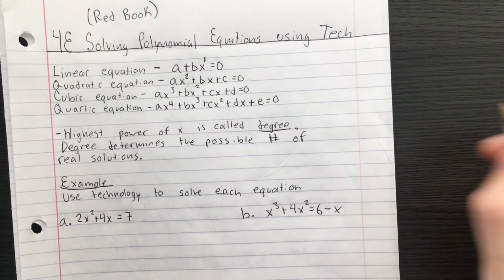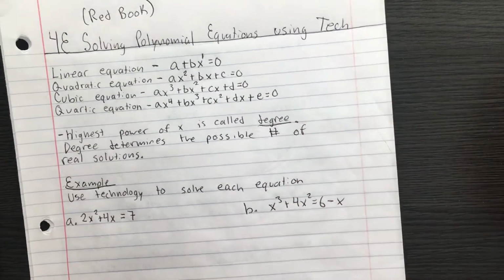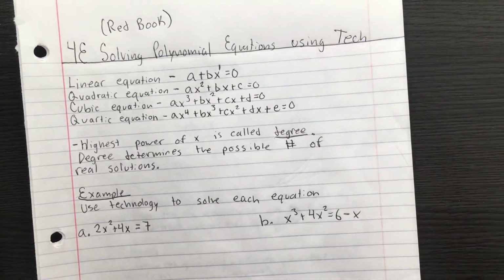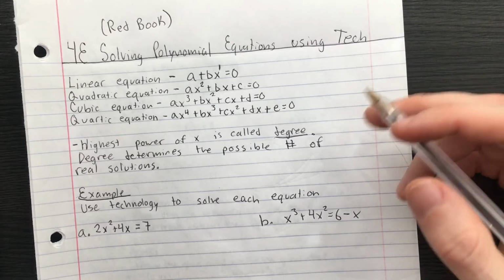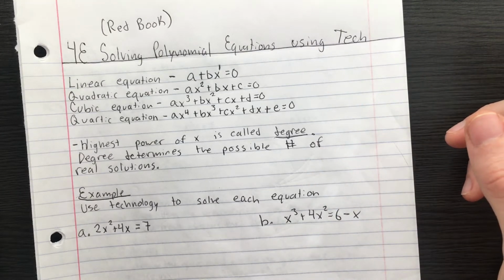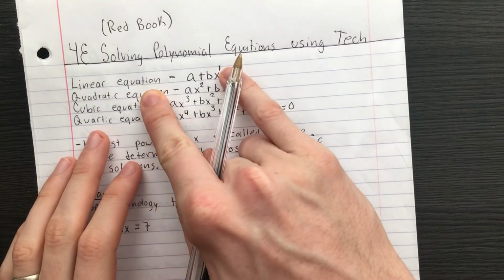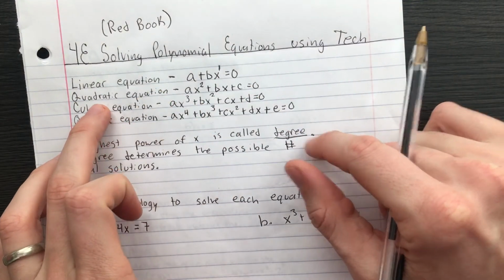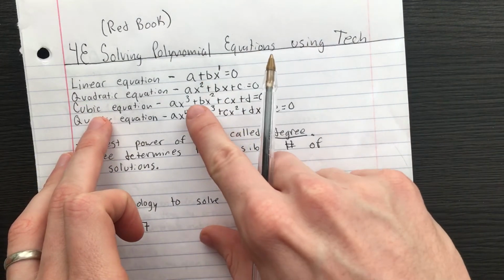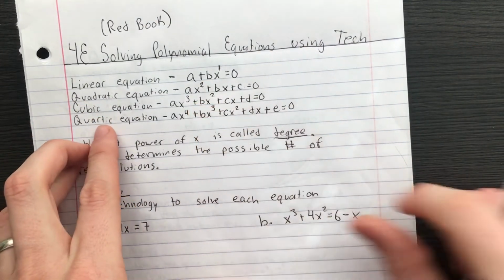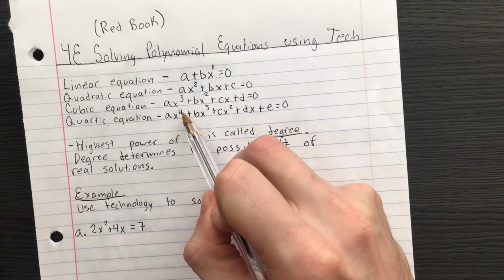So the first thing before we get started is we need to get a little bit of terminology here. So the names of different types of equations that we're going to see in this class, as far as polynomials go, we've got linear equations with the highest exponent of 1. We've got quadratic equations with the highest exponent of 2. We've got the cubic equations with the highest exponent of 3. Quartics, with the highest exponent of 4.